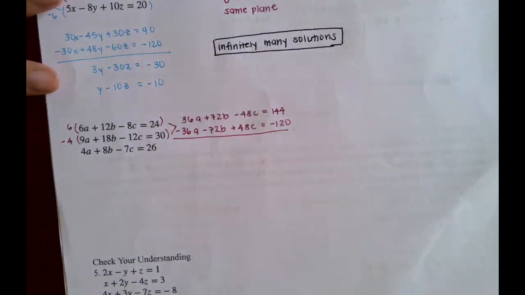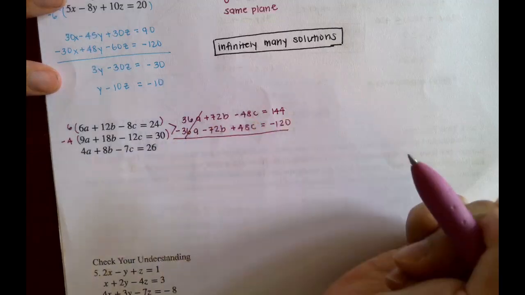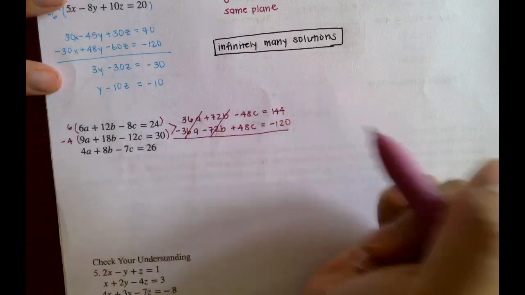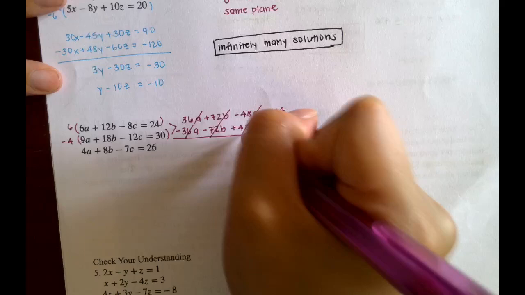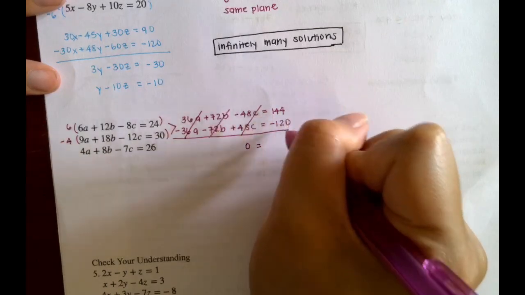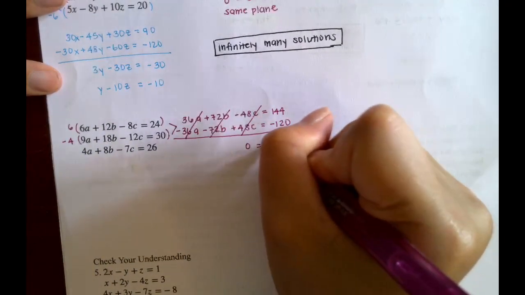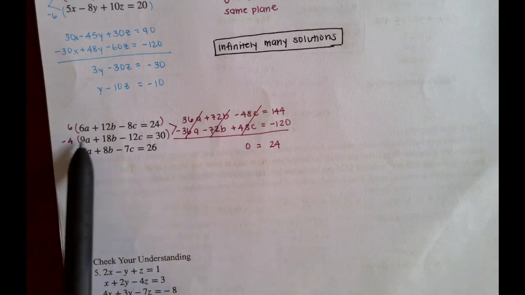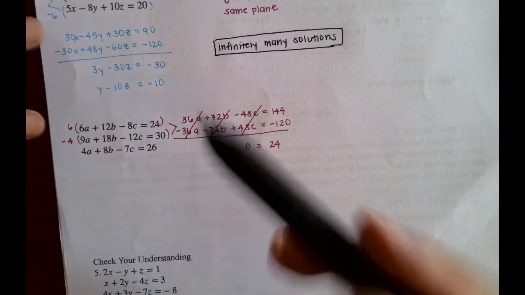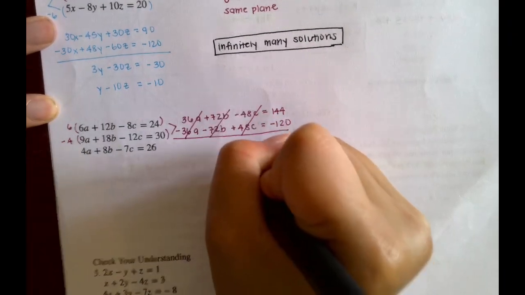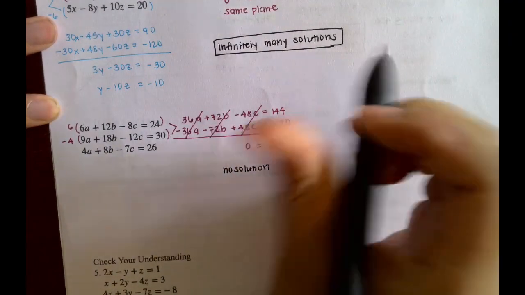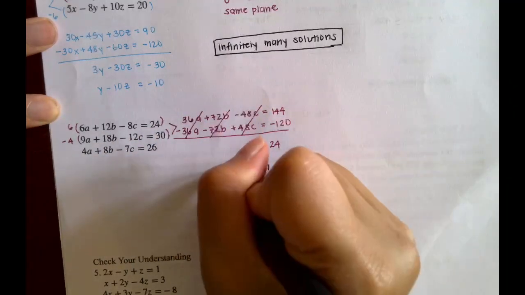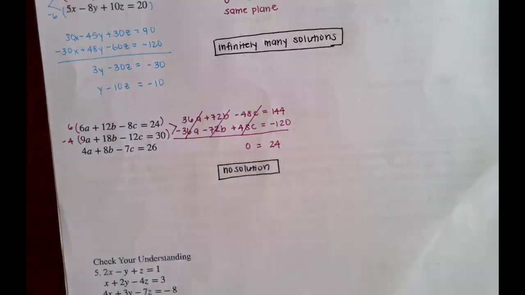And what we see here, 36a minus 36a is 0. 72b minus 72b is 0. Negative 48c plus 48c is 0. 144 minus 120 here is 24. This here is a false statement. This will never be true. And so here, that means that they will never intersect, which means we don't even have to consider the third one now. That means that there is no solution. There's no point where all three of them have in common because even these two don't have a place that they have in common.